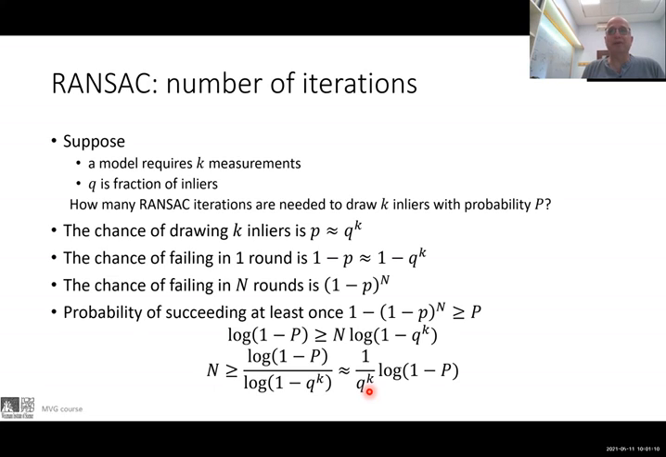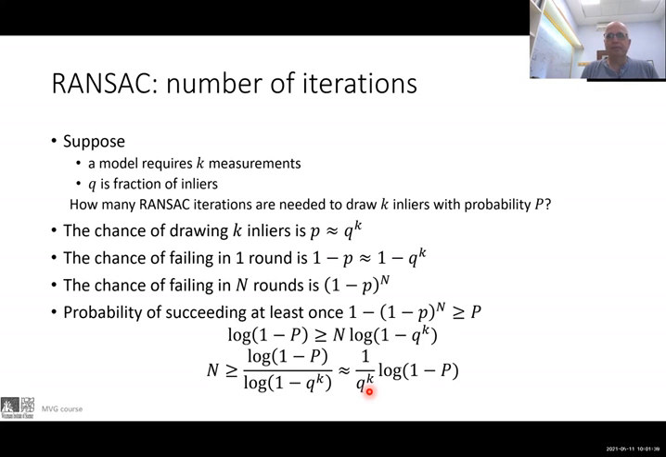The difference can be very big if q is very small. If q is 0.1, so the number of inliers is only 10% and 90% are outliers, then you get 10 to the 5 versus 10 to the 8. The difference can be very, very big.